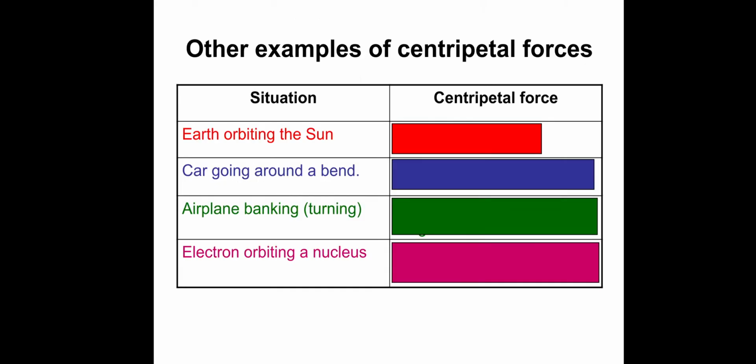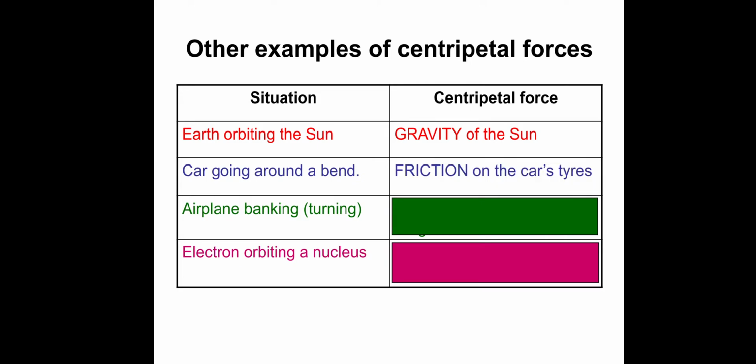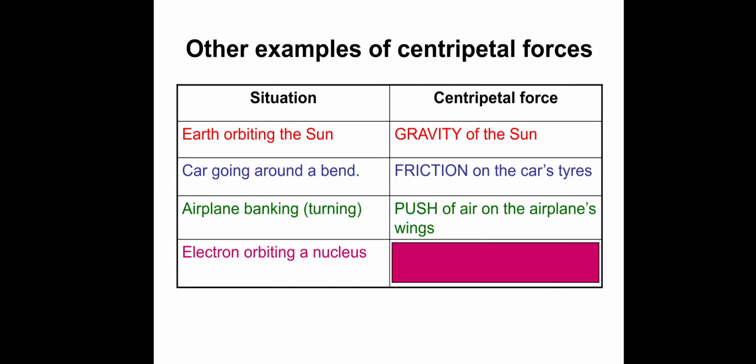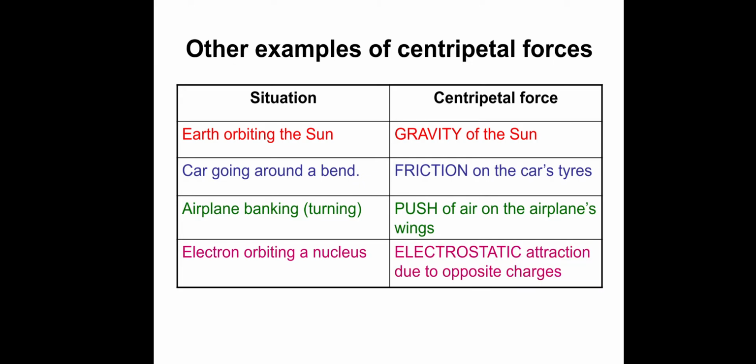Let's move on. Some other examples of centripetal forces. If you want to pause and have a go at this: Earth orbiting the sun, what do you think that is? Centripetal force is the gravitational force. What about a car going around a bend? That's the friction on the car's tyres. Airplane banking: when an airplane turns, that's the push of the air on the airplane's wings. In the last situation, what about an electron orbiting a nucleus? What do you think provides the centripetal force? That would be the electrostatic force.